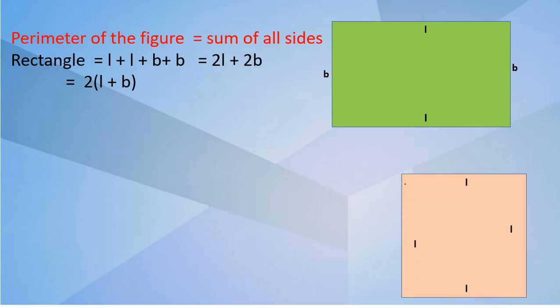Now let us consider the square. In this square, the breadth is also its length, or we can say the length and breadth of a square are the same. So we can say S is the side of a square. So 4 times the side, that is 4S. So we can say the perimeter of the figure is 4 into side.